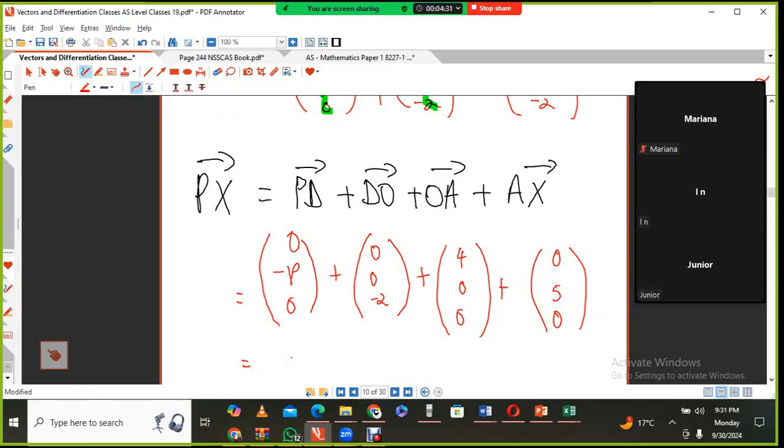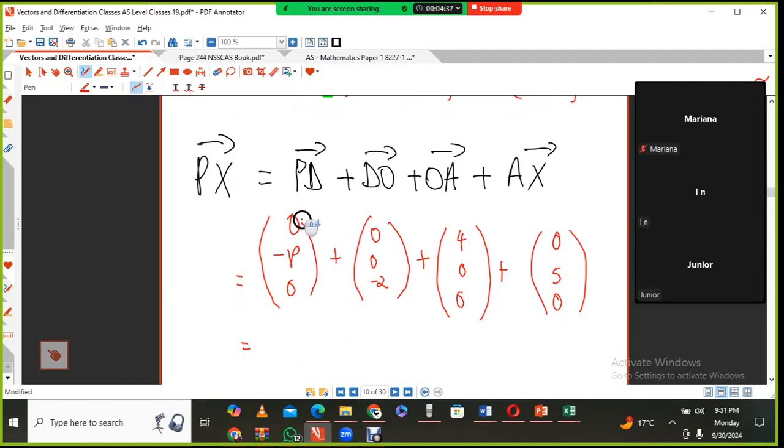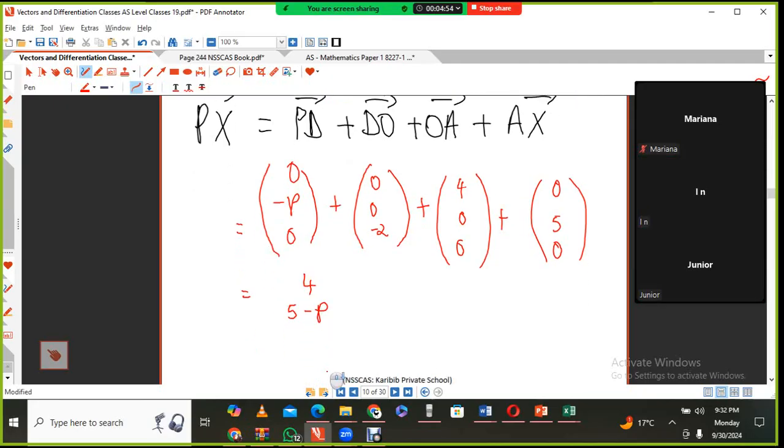Okay, so you must just use your diagram. We continued here. Okay, so I wrote those things in there. So if you add, you get 4. Then you have 5 minus P. The stuff on top. And the stuff under is minus 2. Is it not so? Okay. So what do we do now with those things?